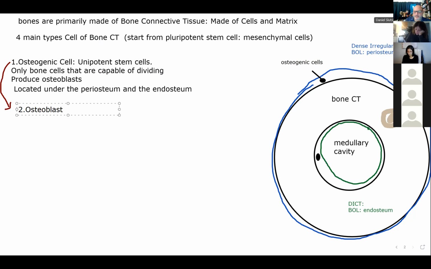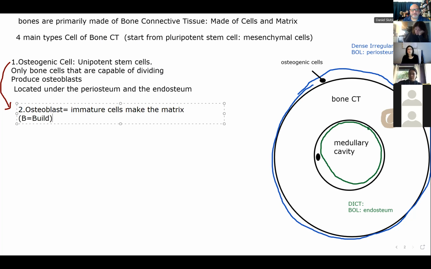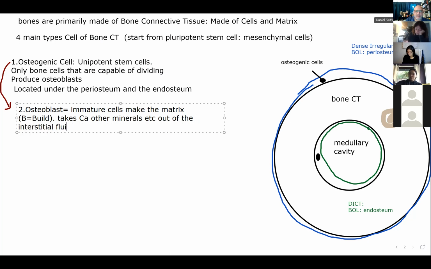Now, blasts are the immature cells. And as we know, immature cells do what? Make the matrix. They make the matrix, absolutely. And the way I remember this in my brain is these are the blasts, and blasts build. B for blast, B for build. Basically, what an osteoblast does is it takes the calcium and the other minerals and components out of the interstitial fluid and basically it deposits it onto collagen fibers.